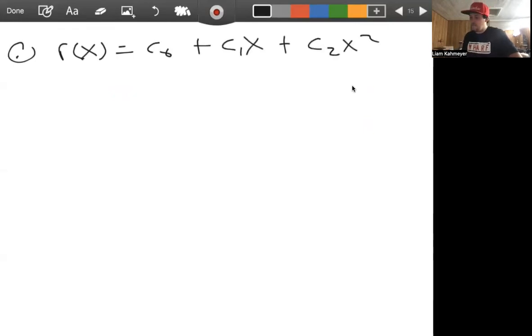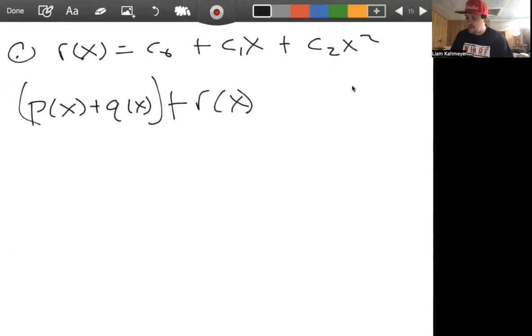What next? We need to show associativity. So we have P and Q. Let me define R of X really quickly to be, let's just say, C naught plus C1X plus C2X squared. Then to show associativity, we need to show, well, if we take P of X plus Q of X first, the order doesn't matter here, and then plus R of X, that basically you can regroup this, right? And so what is P of X plus Q of X and then plus R of X?